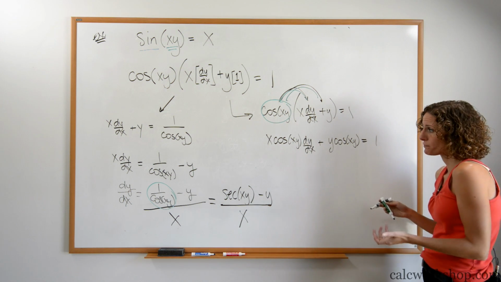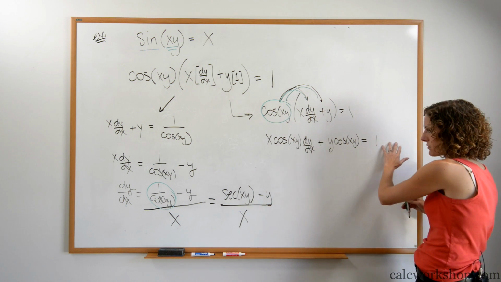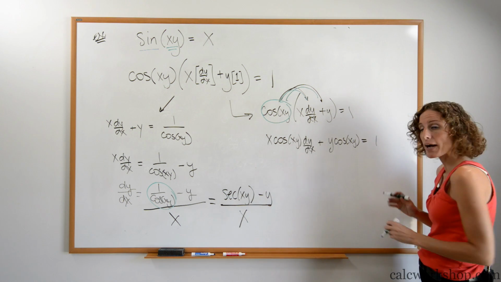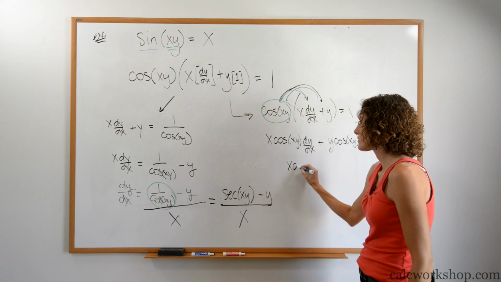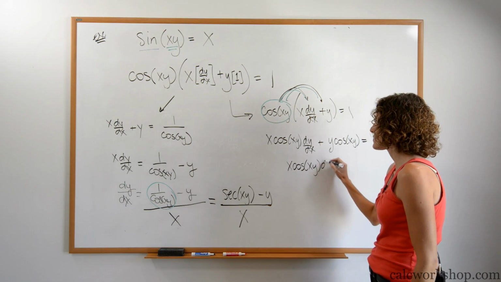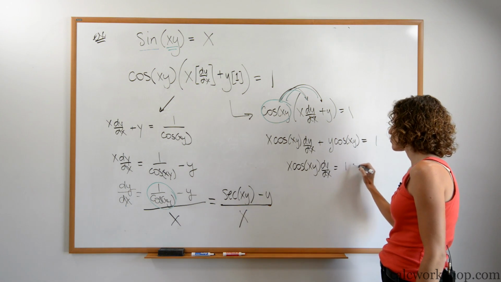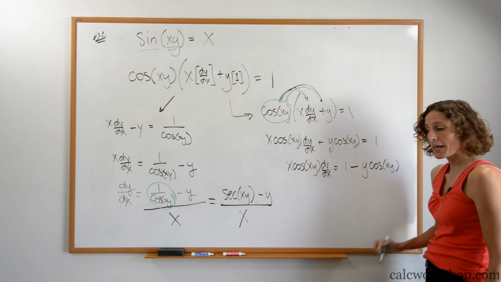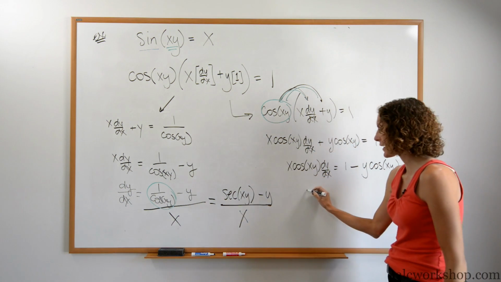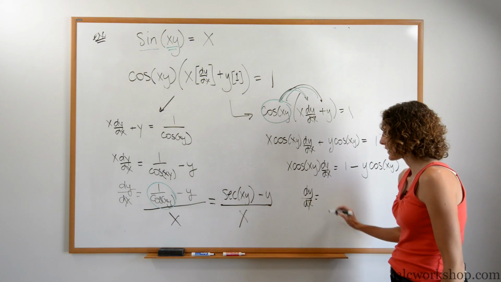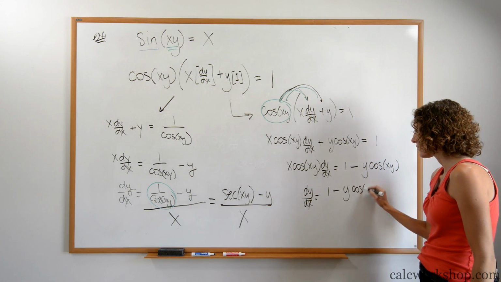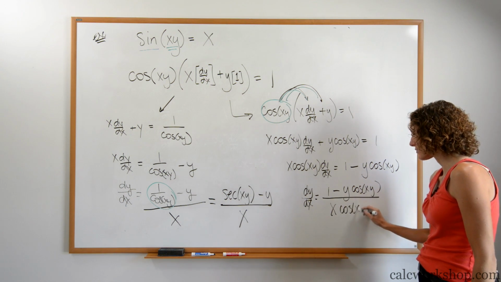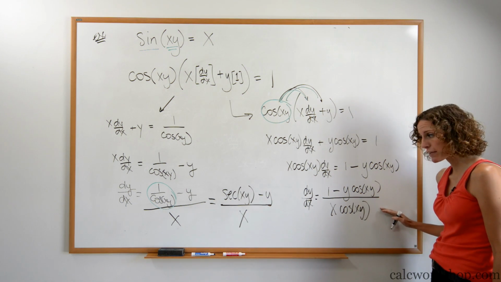So now what am I going to do? The same thing I've done before. I'm going to move this value to the other side, and then I'm going to divide by that coefficient to get dy/dx by itself. So I've got x cosine of xy dy/dx equals 1 minus y cosine of xy. And then I'm going to divide by this quantity, and I get dy/dx equals 1 minus y cosine of xy, all divided by x cosine of xy. That's also a perfect answer.